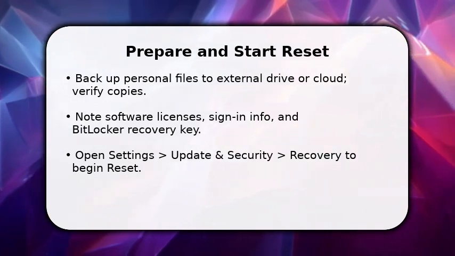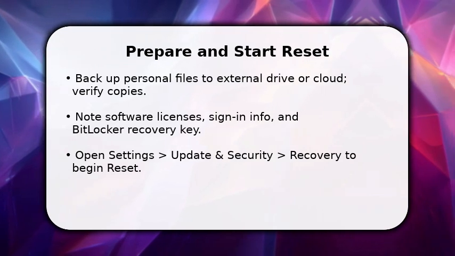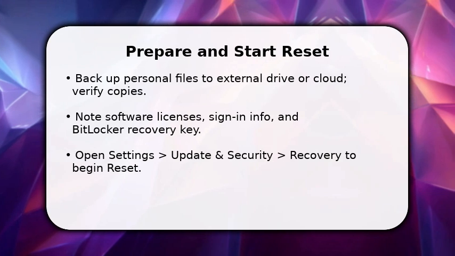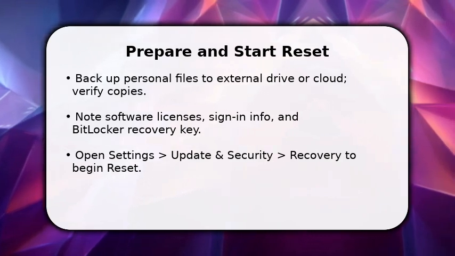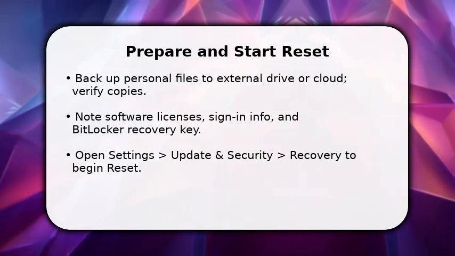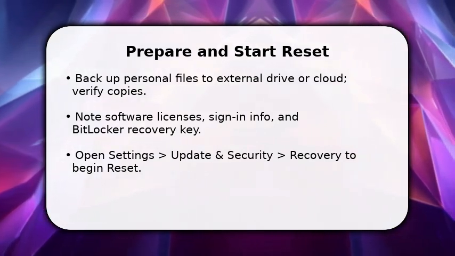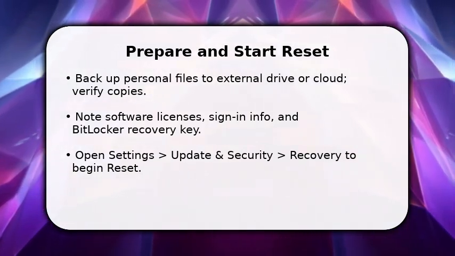Open Settings, go to Update and Security, then Recovery. Click Get Started under Reset this PC and choose Remove Everything. This begins a full wipe rather than a refresh. You're choosing a clean slate that reinstalls Windows from local files or the cloud, depending on your pick.